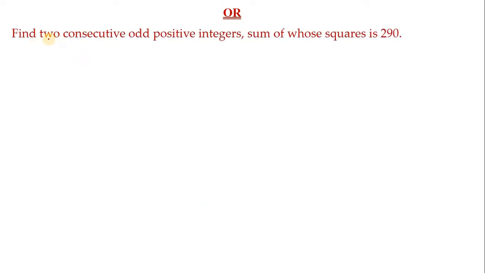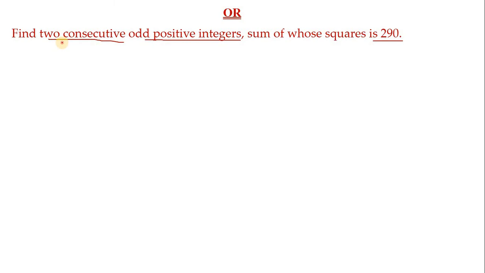Next we have another choice question for this problem, children. So that is find two consecutive odd positive integers, sum of whose square is 290. So this problem is also from quadratic equation. So this is a very simple problem compared to the last one.